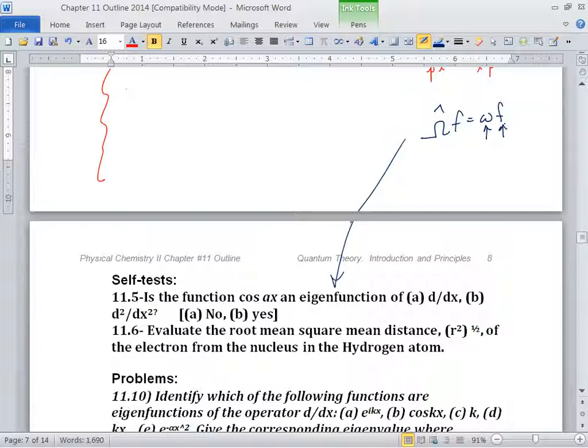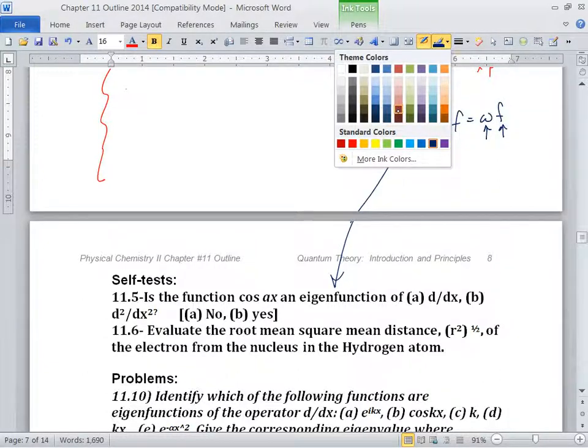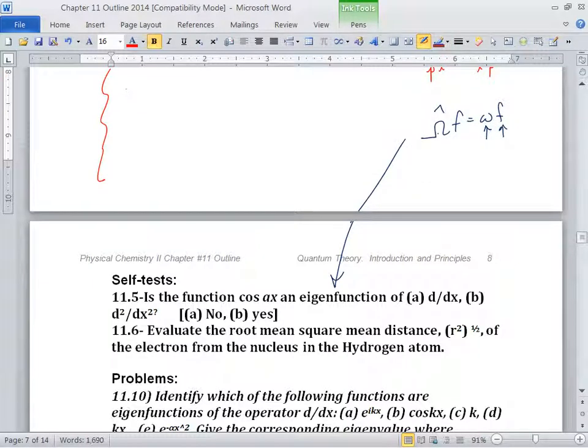Right. What would it look like? It would look like this. Plug in, for omega hat, whatever the operator is. It's d/dx. For the function, plug in what it is. It's cosine ax.